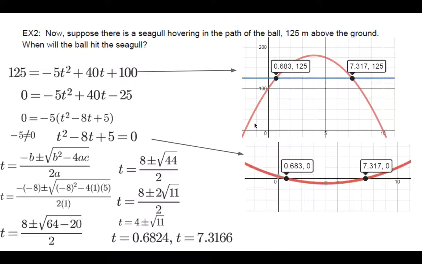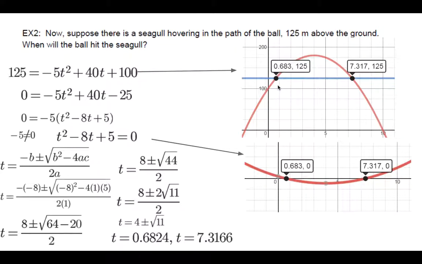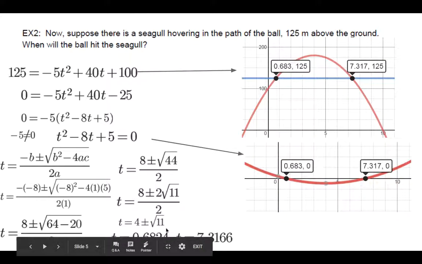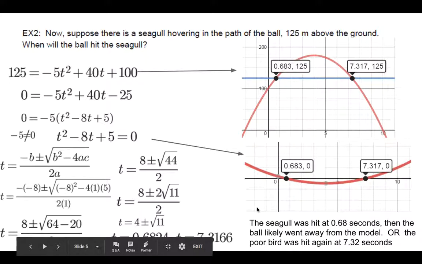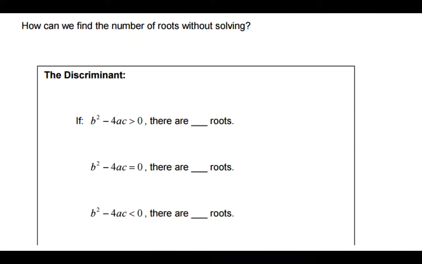Okay, I think somebody rounded wrong. It might have been me, 0.6824. I'd have a hard time thinking Desmos got that wrong, so I might have rounded off a little bit wrong. Okay, and so the seagull, and the poor bird was hit again. It probably went away from the model though.